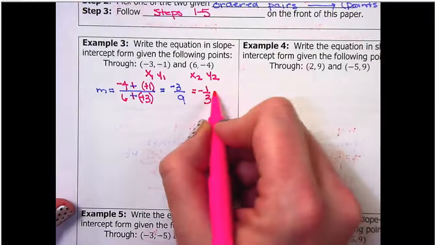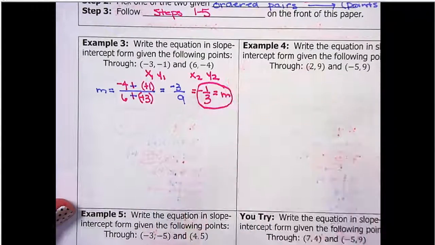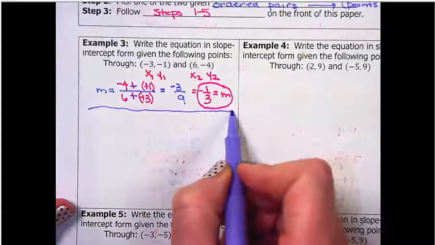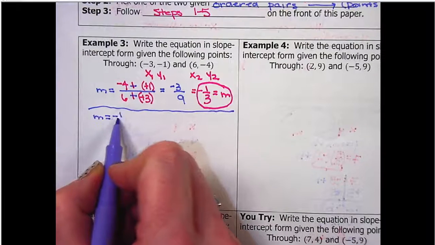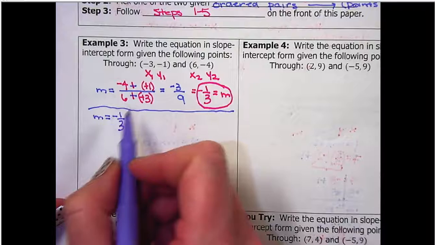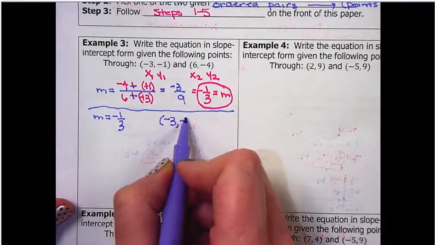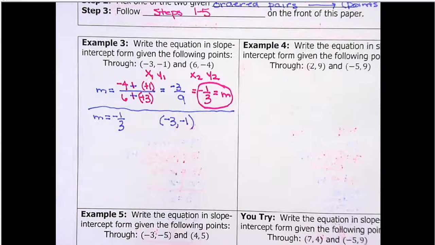So I have one of my puzzle pieces. I just found the slope. I'm halfway there. I like drawing a little line and reminding myself here's my slope. And then typically we pick the first ordered pair. If you want to pick the second, that's fine. You're going to get the same b regardless, because these points lie on the same line.